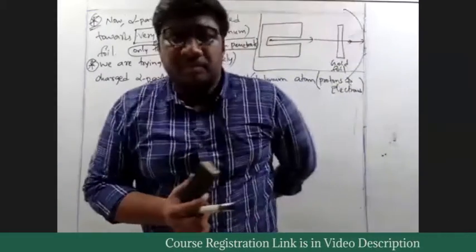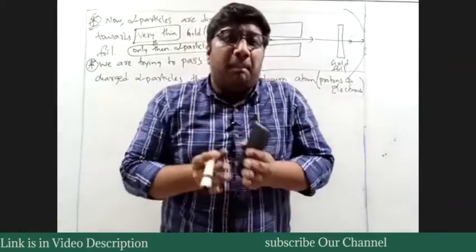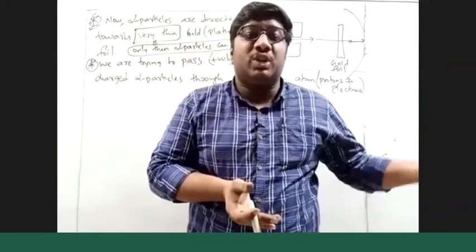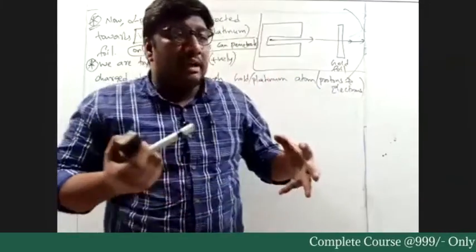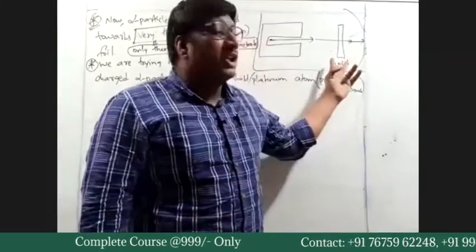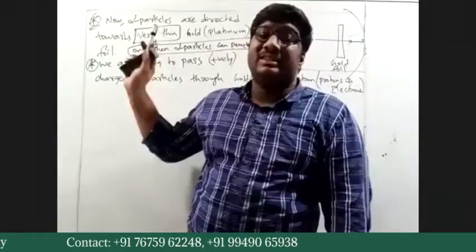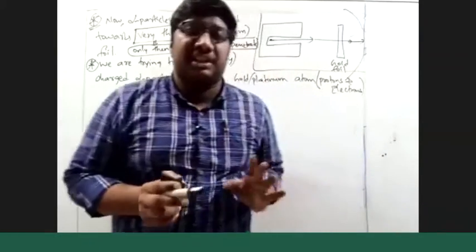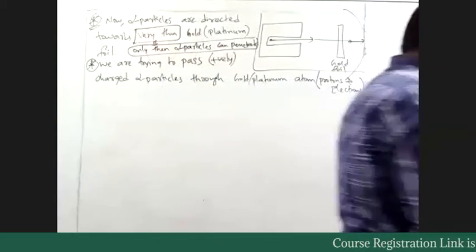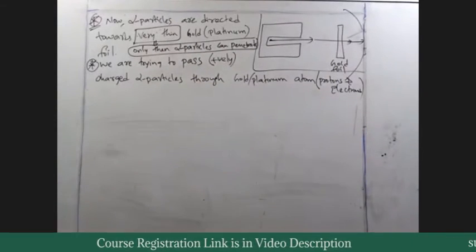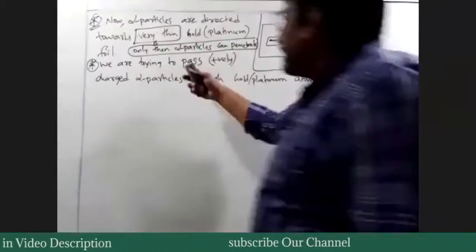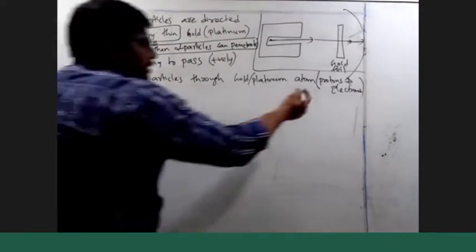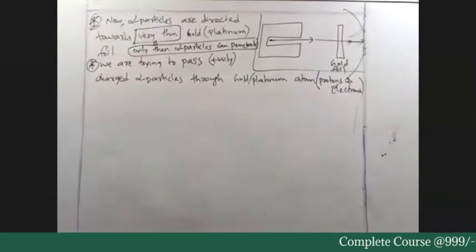So are you understanding the scientist's approach? The scientist wants to make positively charged alpha particles pass through the atom. So if he wants to penetrate that, the gold foil should be thin. That's why we used a thin foil. Sampath, it may be gold or platinum. That again depends on our interest, so you don't worry about that. Okay, write down these things. We are trying to pass positively charged alpha particles through a gold or platinum atom which has protons and electrons.